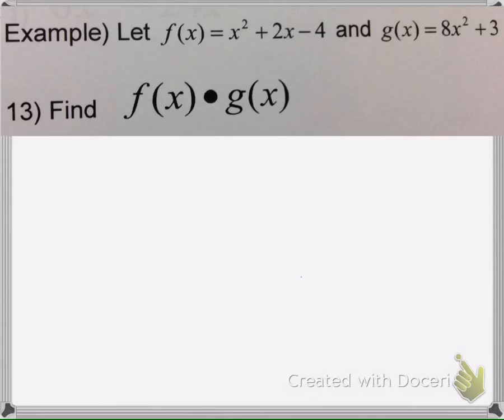Okay, so now I would like for you to pause the video and go ahead and try numbers 13 and 14. And then once you've done them, go ahead and push play and see if you did them correctly.